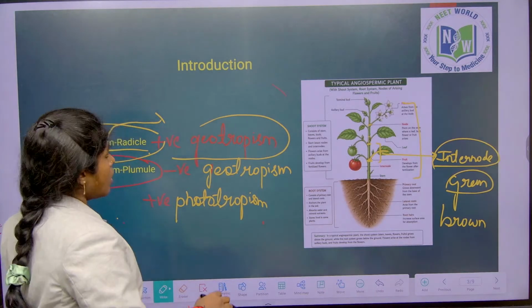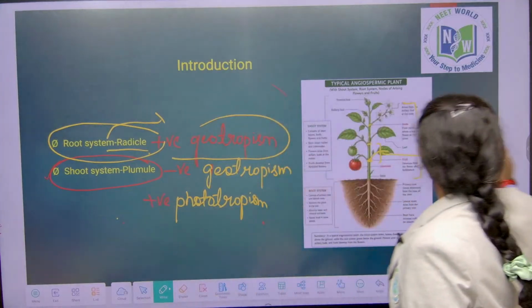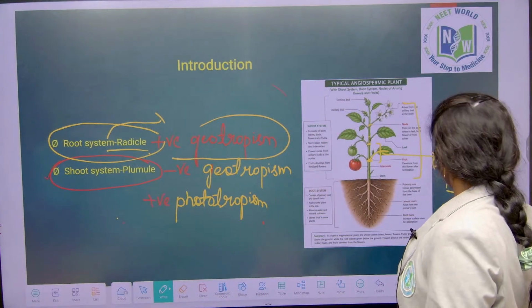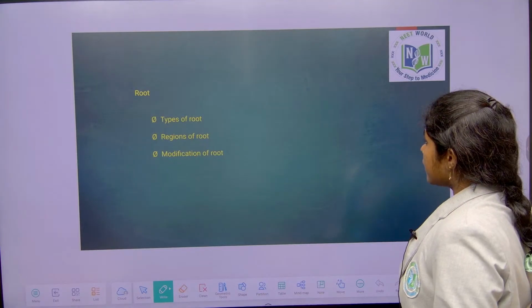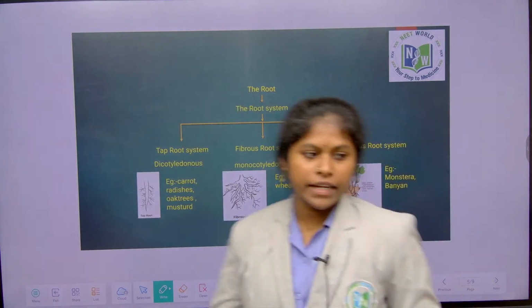Okay. Coming to the first part, we will see the root first. What are the types of roots? Three types of roots.